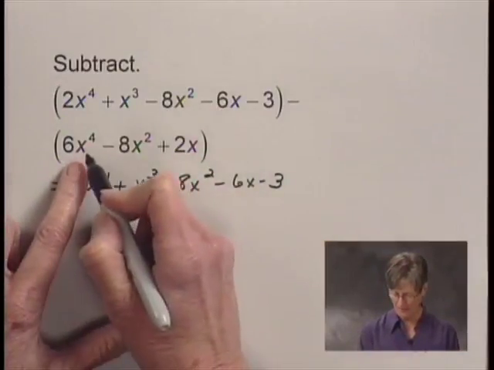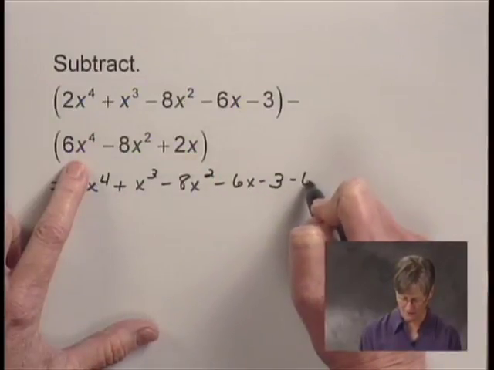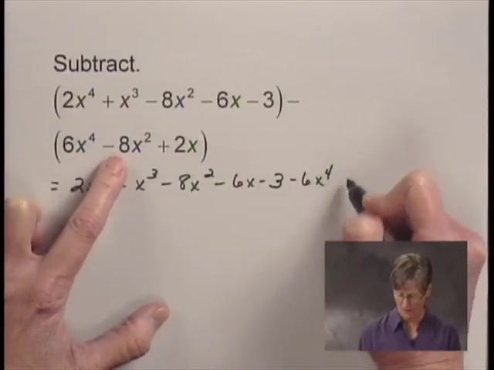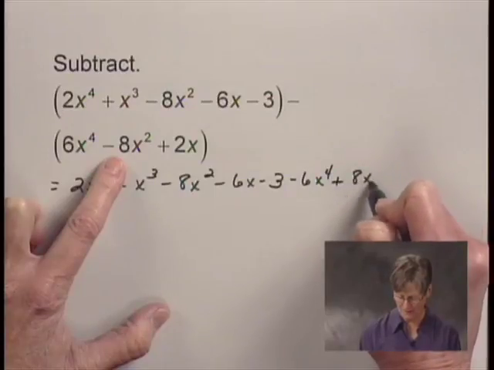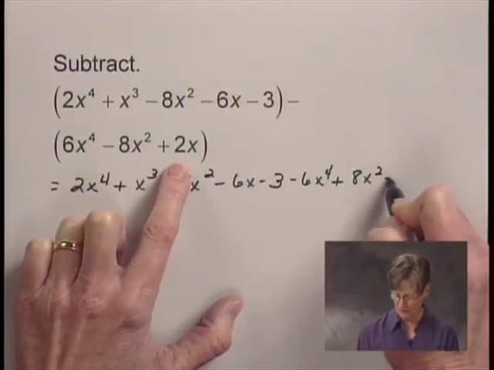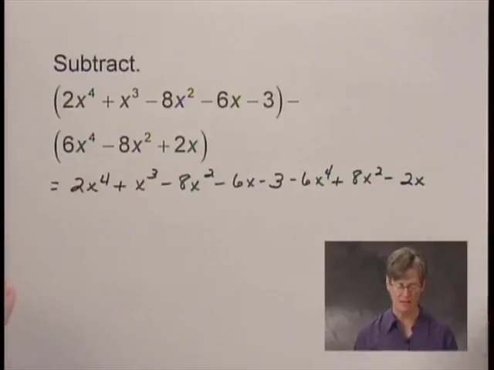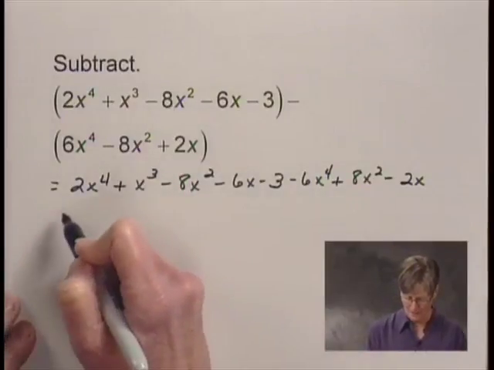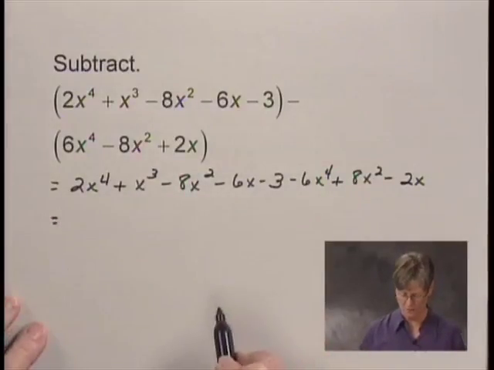So doing that, changing the sign of 6x to the fourth, I have minus 6x to the fourth. Changing the sign here, I have plus 8x squared. And then changing this sign, I have minus 2 times x. And now we need to collect like terms.